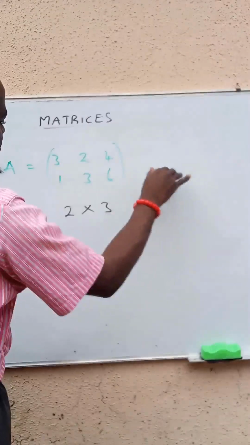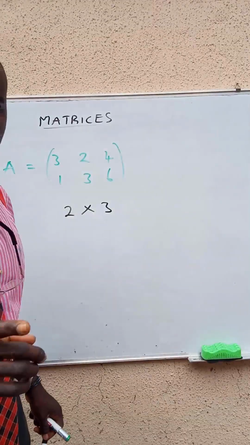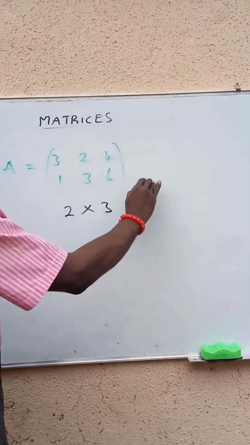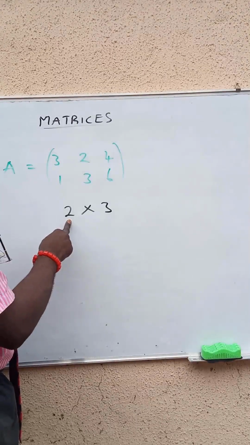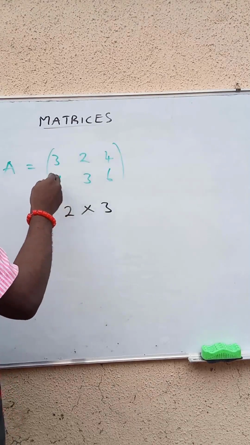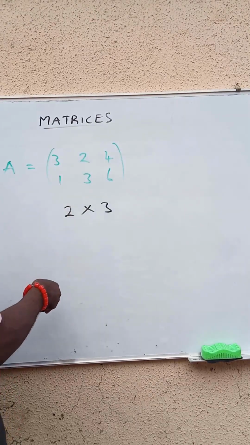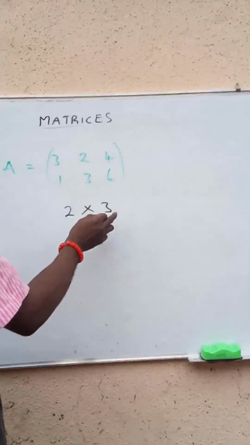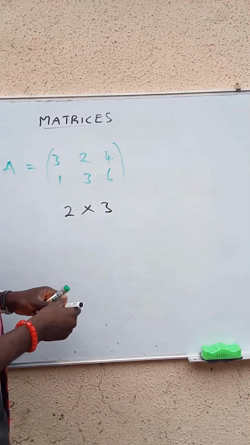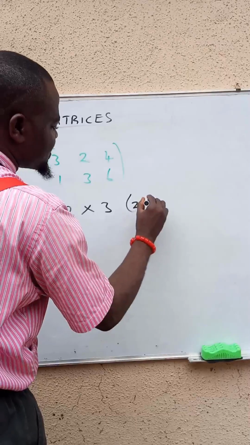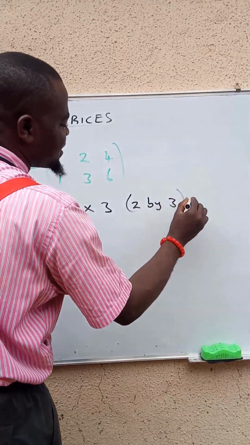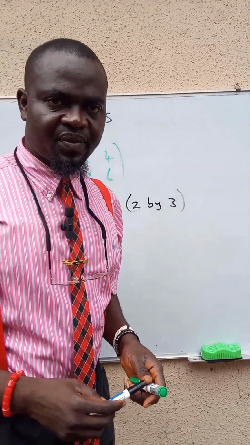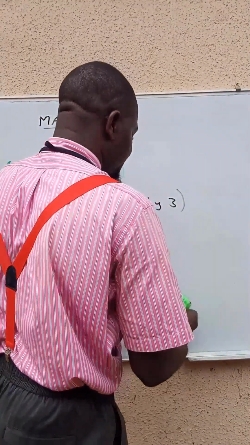You first count the rows. You start naming a matrix from the rows. So I have 1 row, second row, I'll write the 2. That is 2 rows. Then 1, 3 is 1 column. 2, 3 is another column. 4, 6 is another column. So I have 3 columns. So this matrix is a 2 by 3 matrix. This is how to name the matrix with the order.